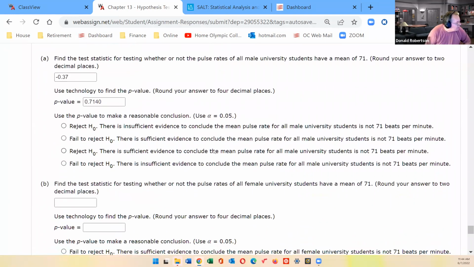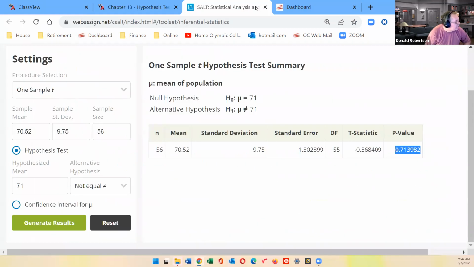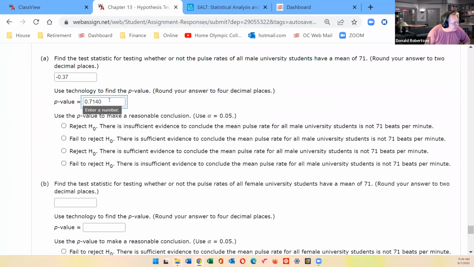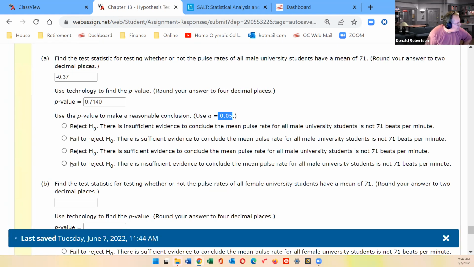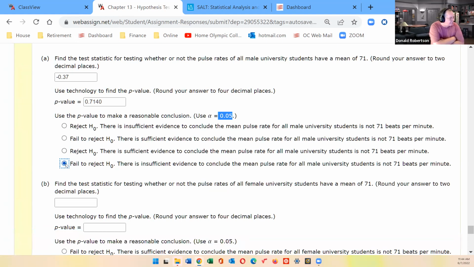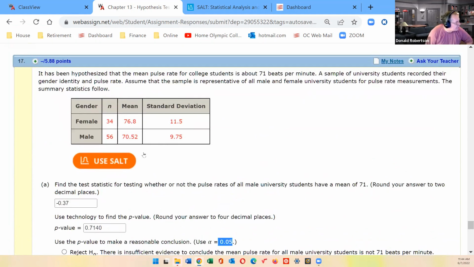Okay. Now, is this p-value? Let me check that. Wow, that is very boring. Would you agree this p-value is definitely not less than that one? So we're going to do the fail to reject. And we're going to pick the insufficient evidence one, right? So there wasn't enough data to show that the males were different from 71.